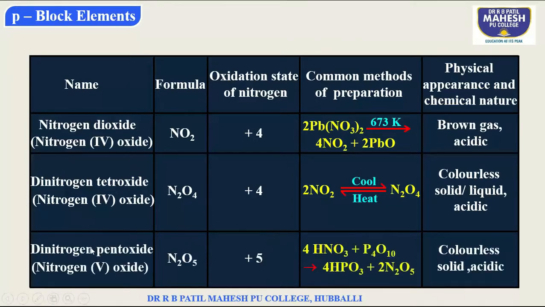The next oxide is dinitrogen pentoxide, nitrogen 5 oxide. It has a formula of N2O5, in which the oxidation number of nitrogen is +5. It is obtained by the reaction between nitric acid and tetraphosphorus decoxide, which forms metaphosphoric acid as a product along with dinitrogen pentoxide. It is a colorless solid but acidic in nature.